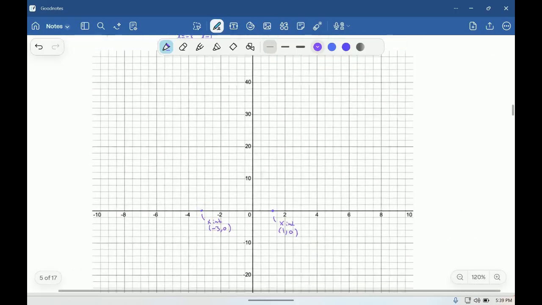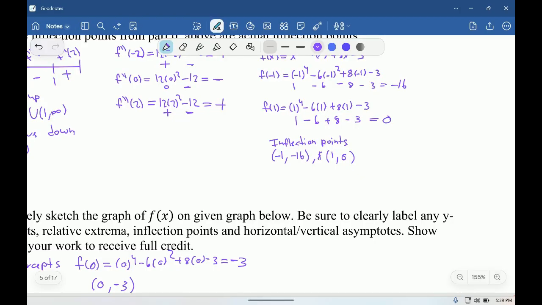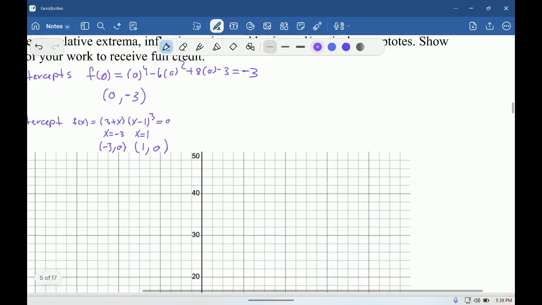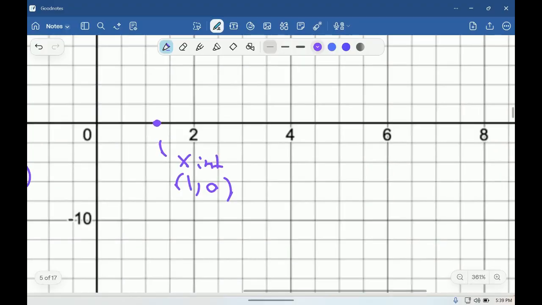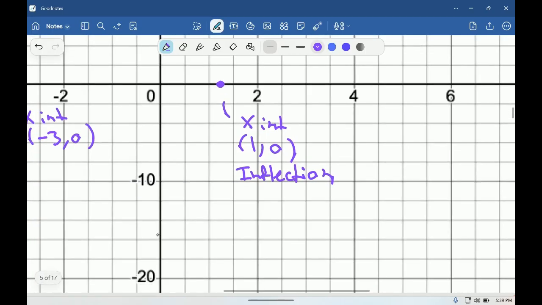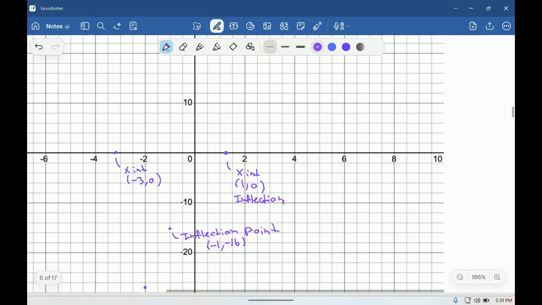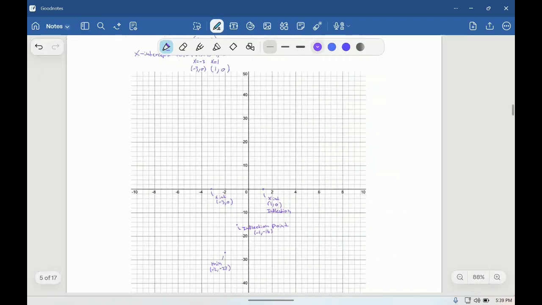Then we're going to do our inflection points, which we have right here: (-1, -16) and (1, 0). This is also going to be an inflection point. And (-1, -16) is going to be right around here, an inflection point, and (1, 0). And then we have to put it all together.